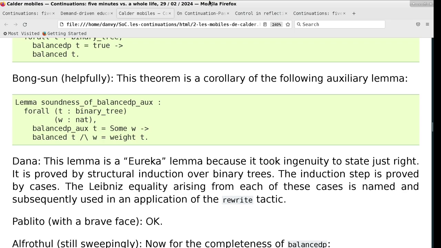This lemma is the Eureka lemma because it took ingenuity to state just right. It is proved by structural induction over binary trees. The induction step is proved by cases. The Leibniz inequality arising from each of these cases is named and subsequently used in an application of the rewrite tactic.